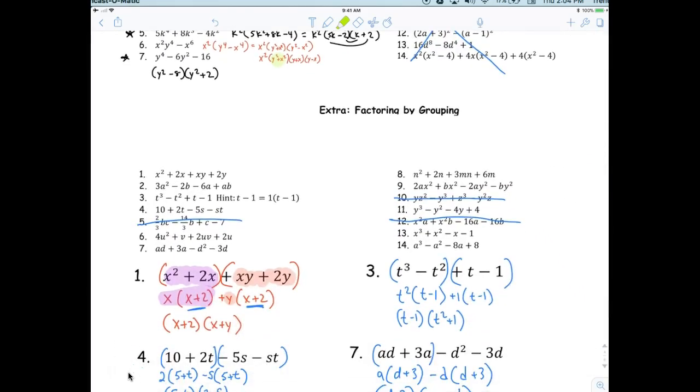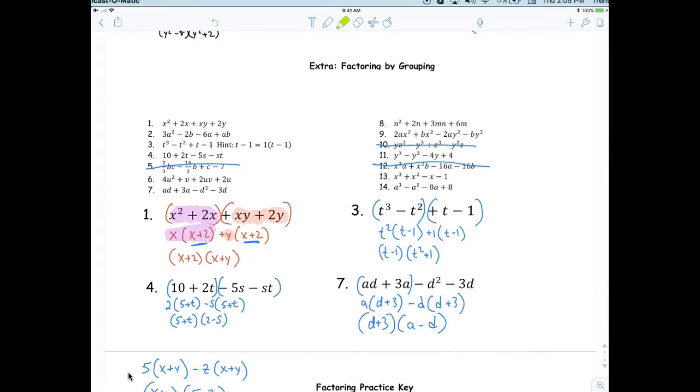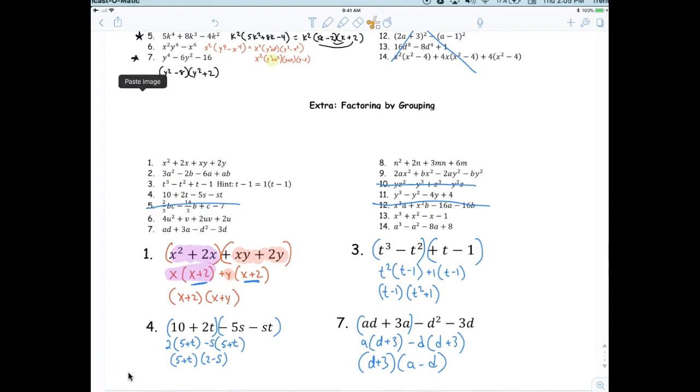All right. So now we're going to factor by grouping. For this factoring by grouping, what I did is I did 1, 3, 4, and 7 with my class. So what I'm going to do now is we'll just do some of the evens. And again, because there's a little more room involved, I'm going to go ahead and just copy this and put it up here so we can practice.